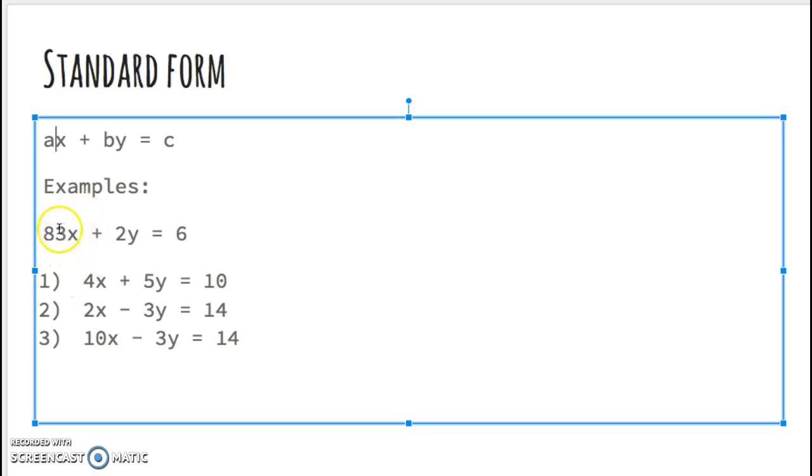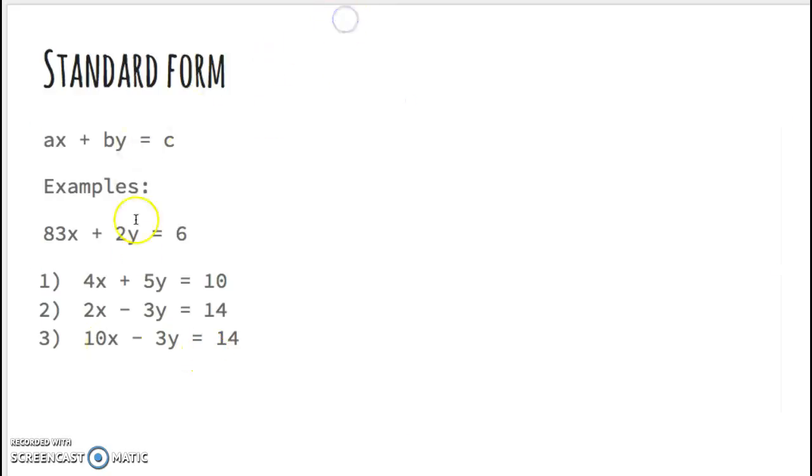Okay, 3x plus 2y equals 6. So you have a number in front of the x, you have a number in front of the y, and then you have your equals, the 6, the other number. Notice whatever is with your x and your y are on the same side as the equal sign. Okay. Another example, 4x plus 5y equals 10. There could also be subtraction, so you could have 2x minus 3y equals 14, or 10x minus 3y equals 14. So all of those are examples of equations that are in standard form.